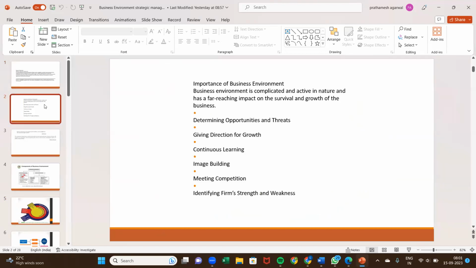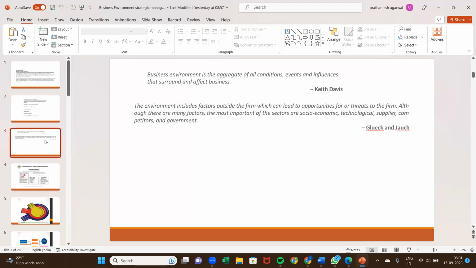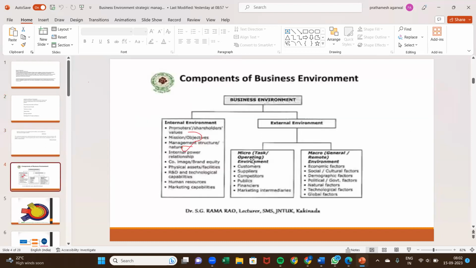Then we went to the importance of business environment. Then we also saw the definitions according to Keith Davis and Brooklyn Gotch. Then we also saw the components of business environment, which is divided into internal environment and external environment. And then external environment again gets divided into micro environment and macro environment. Micro environment is also known as task or operating environment, and macro environment is also known as general environment or remote environment.